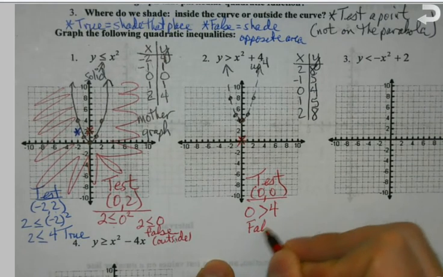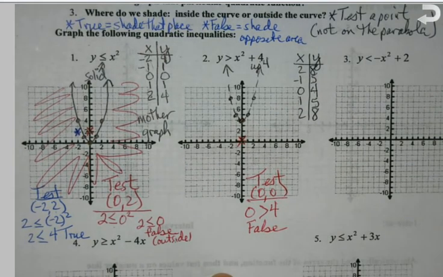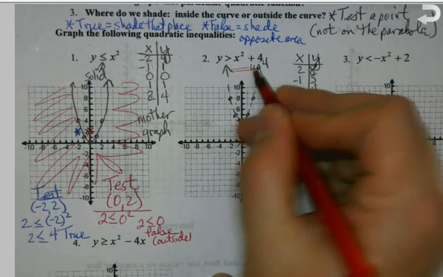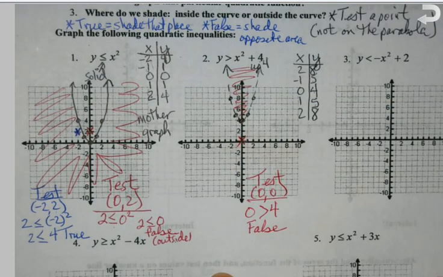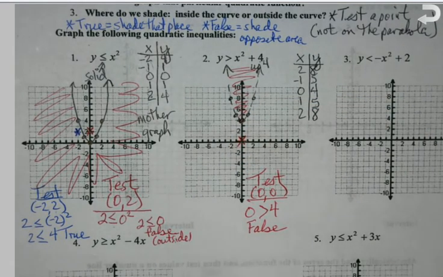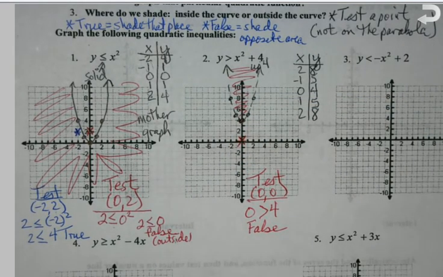False. So where am I going to be shading? Inside the parabola. Because I tested a point outside and got a false answer.